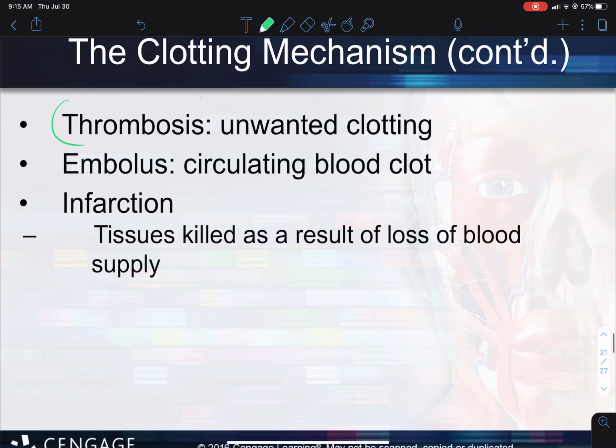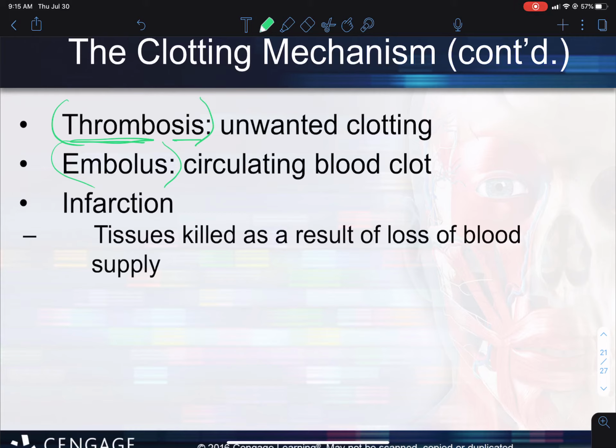Thrombosis is where we have unwanted clotting. So thrombo from thrombocyte, osis formation of, and this is where we have clotting that wasn't supposed to be forming. This can be stationary or it can be moving. If it's moving, then we call it an embolus. And an embolus is really dangerous, especially if it gets into the lungs, the heart, or the brain.